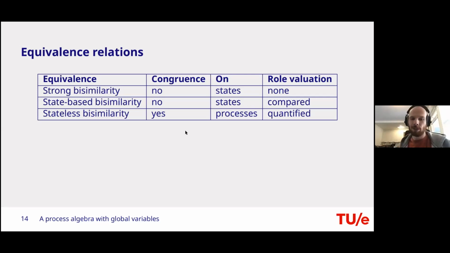And the valuation is quantified. So if we have processes P and Q, then we say they are stateless bisimilar if for all valuations they can make the same step, say to P prime and Q prime. And then for P prime and Q prime, we again quantify over all valuations that they can make the same step. So in essence, in all contexts that may change the global variables, they behave exactly the same.